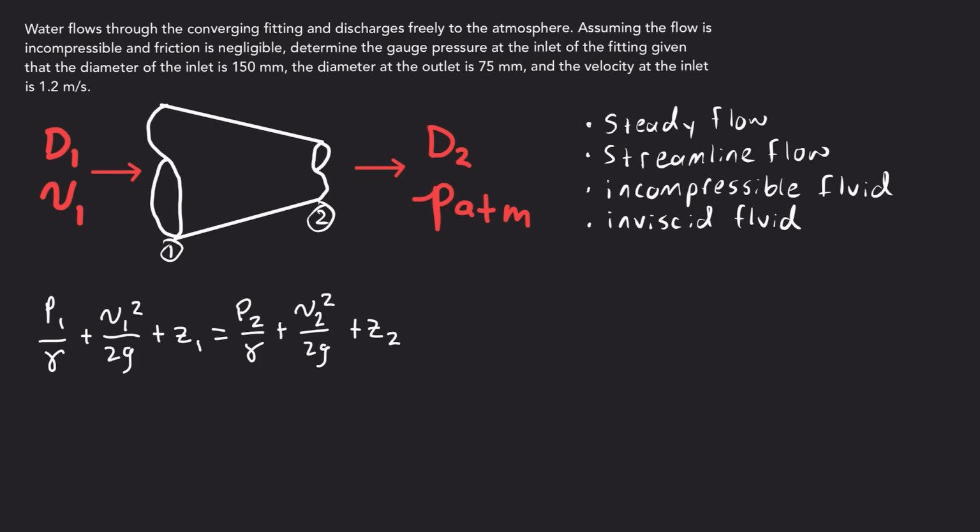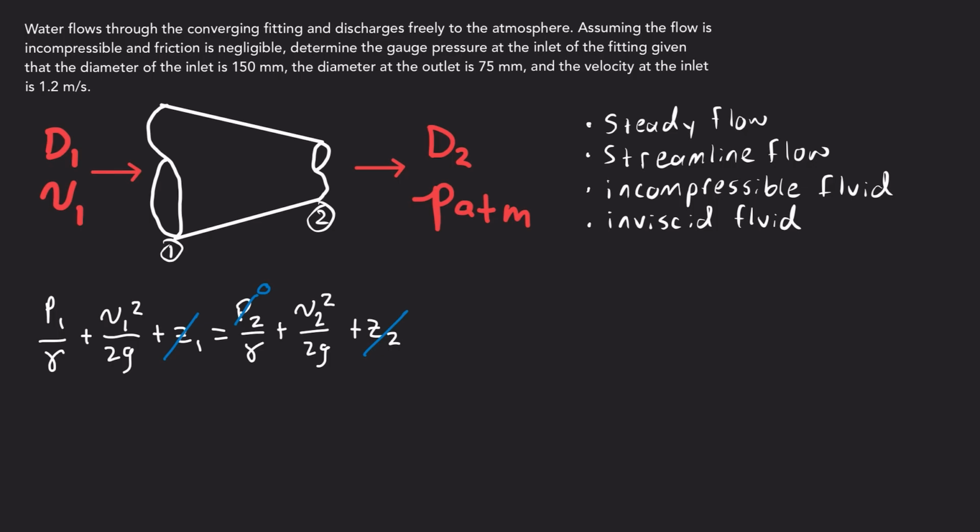Now, since this fitting is oriented horizontally, we can neglect the change in height, which is the z term of this equation, since they are going to be equal. We also know that the pressure at the outlet, the gauge pressure, is the atmospheric pressure, which means that the gauge pressure at the outlet will also be 0. Now we're left with 3 terms in our equation. A term with P1, which is what we want to find. A term with V1, which we know. And a term with V2, which we don't know.